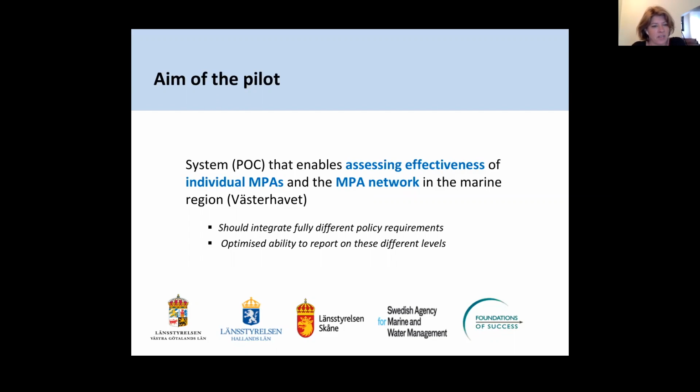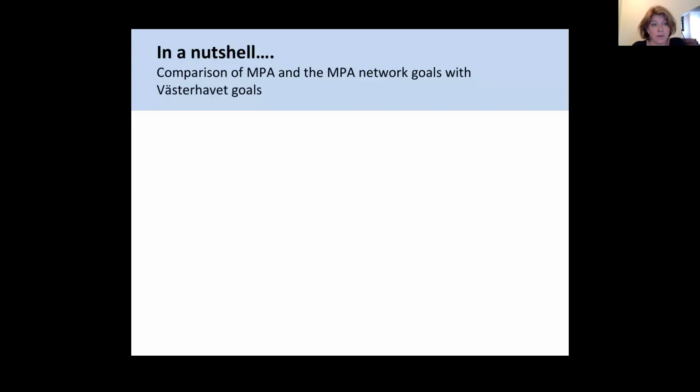So the challenge was to try and integrate these issues fully into this system, and also optimize the ability of this system to help report in an efficient way on these different levels: on MPA level, on MPA network level, and also on the marine region level.